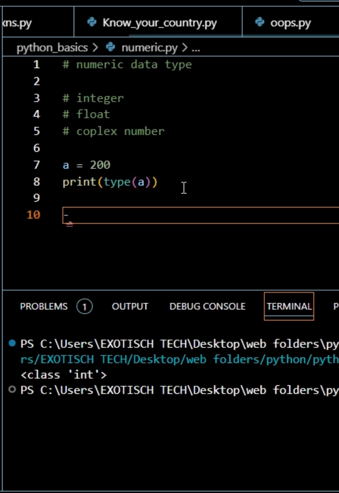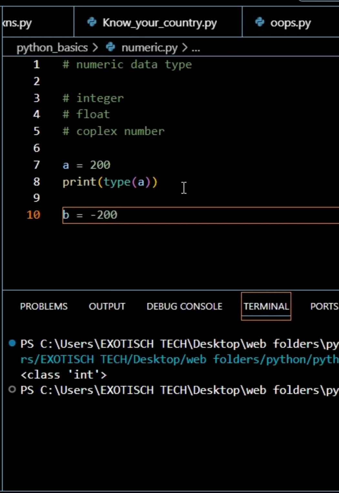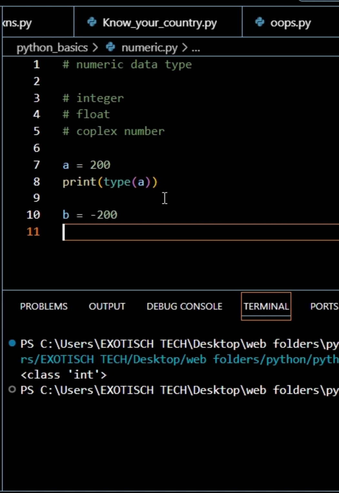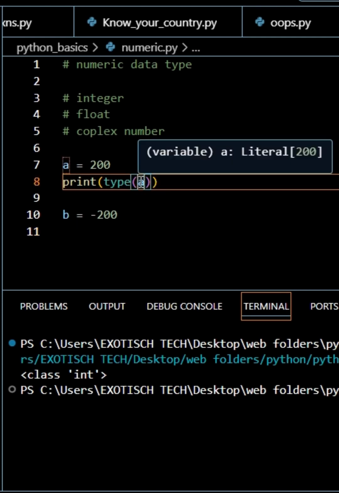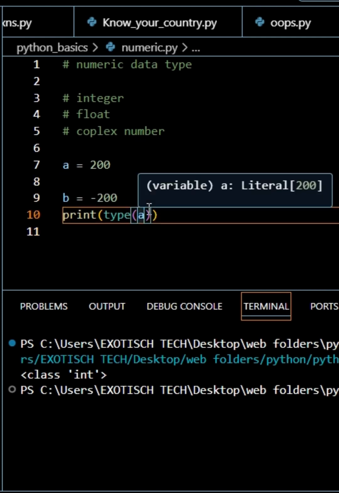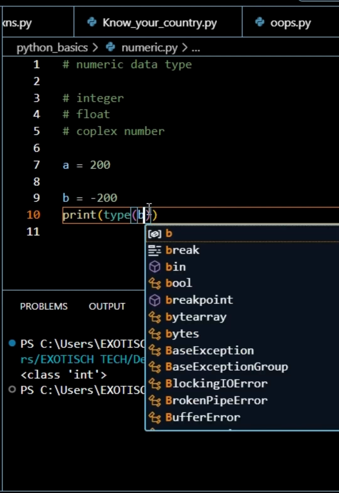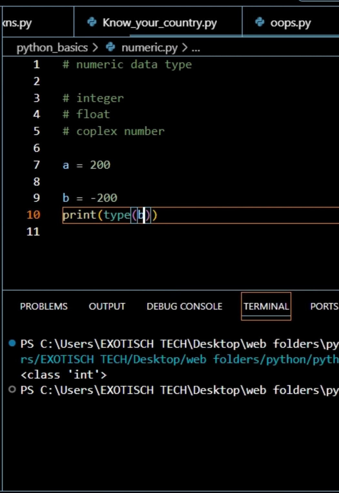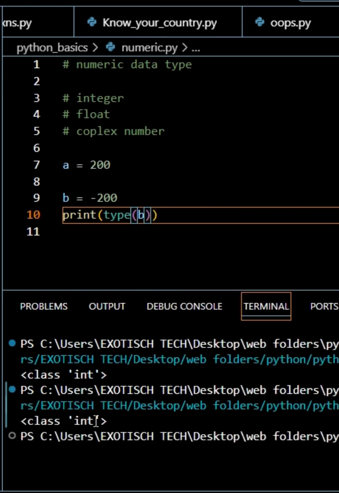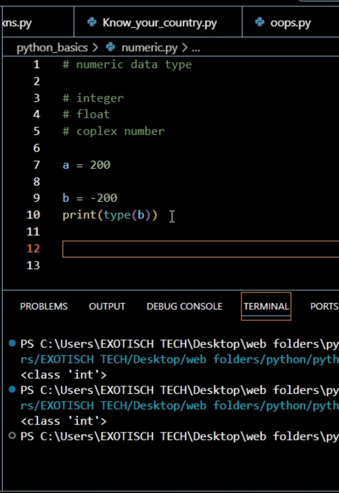So let's go again. We are going to declare a variable. This time it's going to be a whole number with a negative sign. Let's say minus 200. Okay, so let's go ahead and print the type so that we can see the type of data it is. Okay, as you can see, it's still an integer. So whether negative or positive, so long as it's a whole number, it remains an integer.